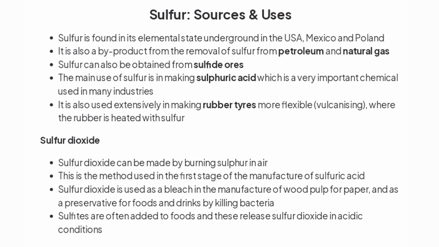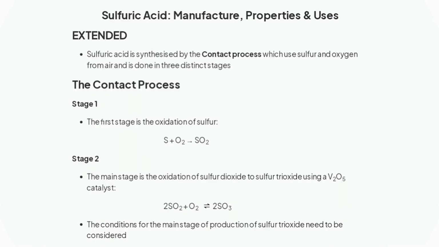Sulfur dioxide. Sulfur dioxide can be made by burning sulfur in air. This is the method used in the first stage of the manufacture of sulfuric acid. Sulfur dioxide is used as a bleach in the manufacture of wood pulp for paper and as a preservative for foods and drinks by killing bacteria. Sulfites are often added to foods and these release sulfur dioxide in acidic conditions.